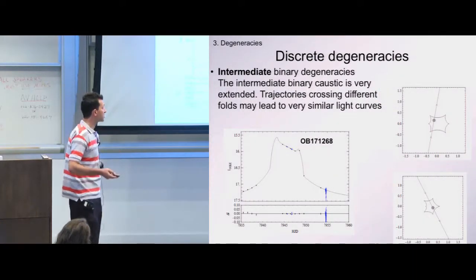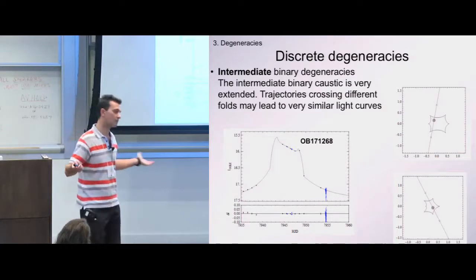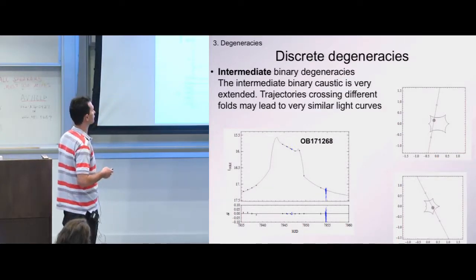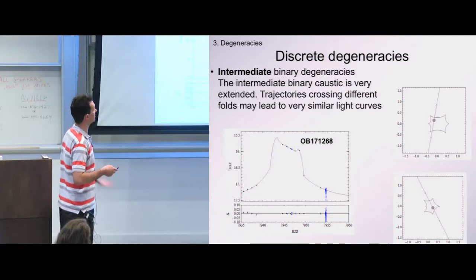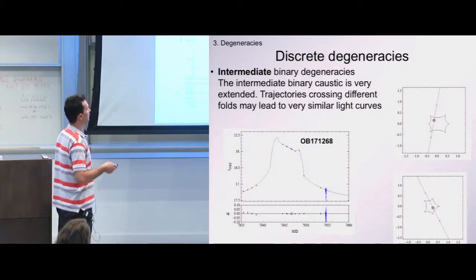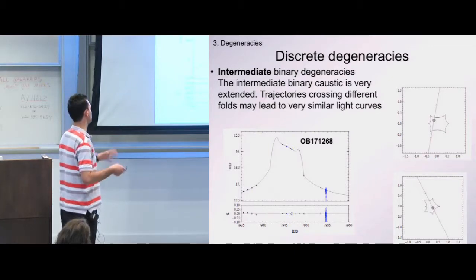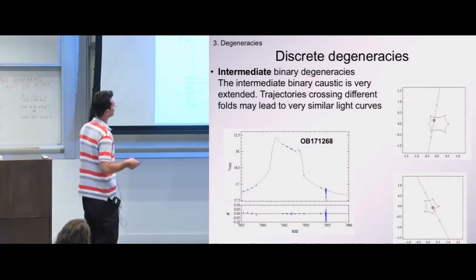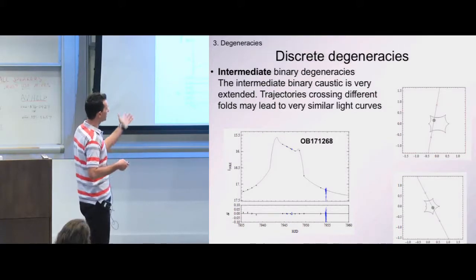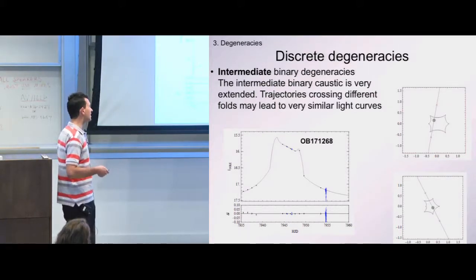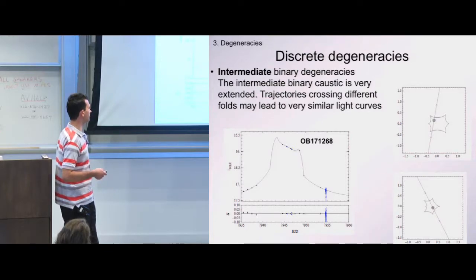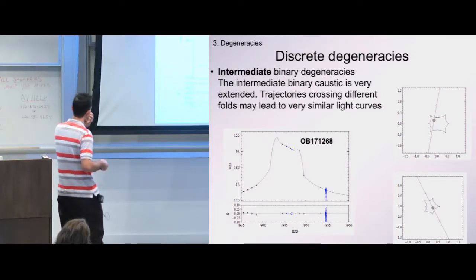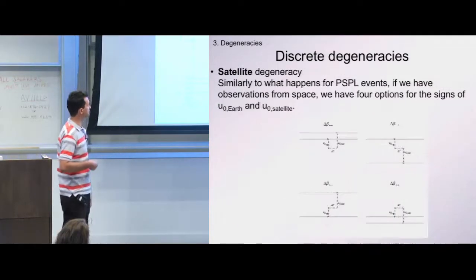But there are also other degeneracies which are less studied, but appear everywhere in binary microlensing. In particular, when you have an intermediate binary, you can cross the caustic in many, many possible ways, and more or less the light curves will look quite similar. So in this case, for example, you have 2 different trajectories that give the same light curves. It is typically quite difficult, in particular if your coverage is not complete, to distinguish these cases.